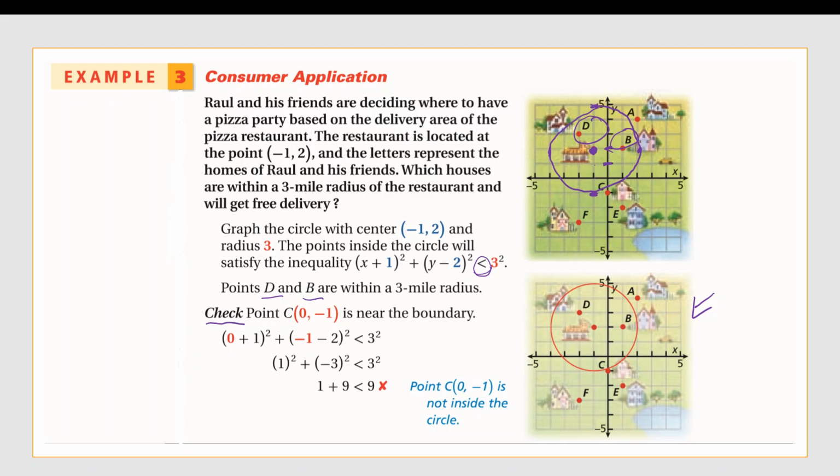So let's just check that point. We're going to fill in our X here, okay, and our Y here. And when we solve it all out, we see 1 plus 9 is less than 10. And we know that 10 is not less than 9. So we know point C is not inside the circle.